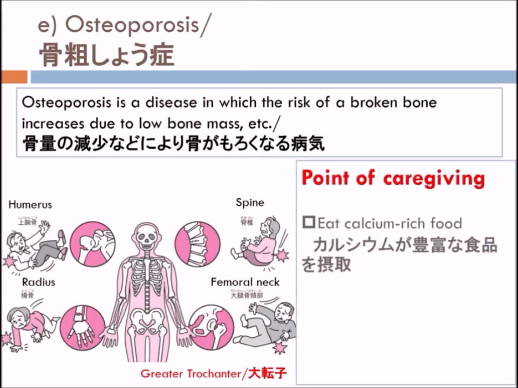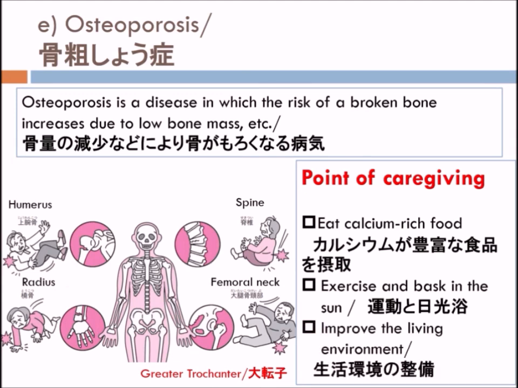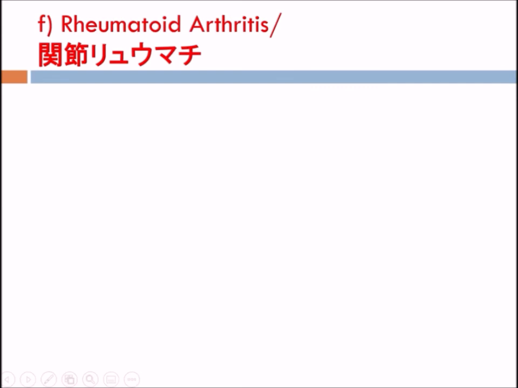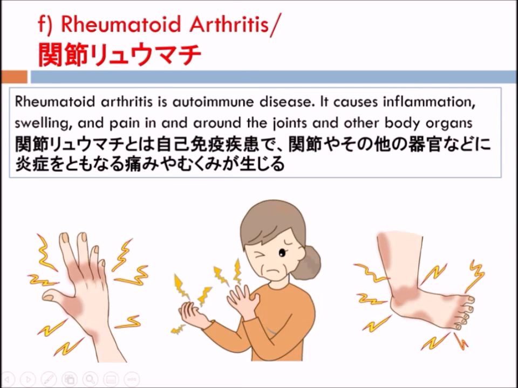Point of caregiving. Eat calcium-rich food. Exercise and bask in the sun. Improve the living environment. Rheumatoid arthritis. Rheumatoid arthritis is an autoimmune disease. It causes inflammation, swelling, and pain in and around the joints and other body organs. Unlike other joint diseases, it causes pain even when you don't move the joint.